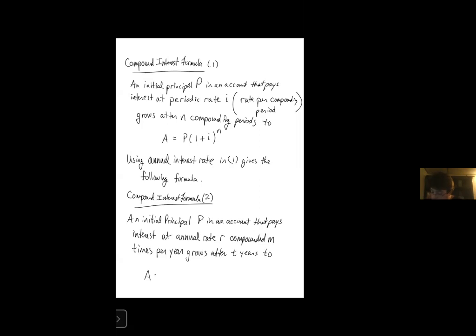A equals P times 1 plus the rate over the compounding periods, R over m, to the m times t. And m times t, notice, t is years, m is compounding times per year. So m times t is the number of compounding periods. So these two formulas are the same; the second one is just changing everything into annual numbers. The first one is written in general.